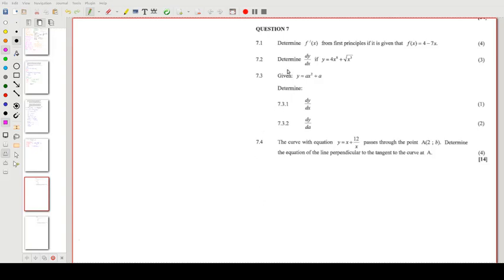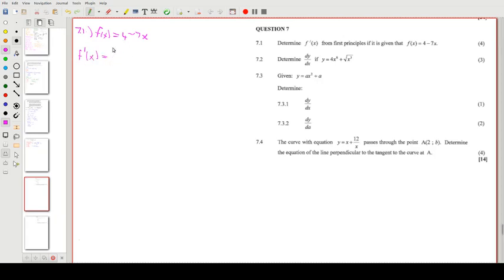Alright, question 7, differentiation, my favorite topic in high school math. So 7.1. We're told to determine f prime of x from first principles if it is given that f of x is 4 minus 7x. So we are given f of x equals 4 minus 7x, and now we need to find our derivative from first principles.